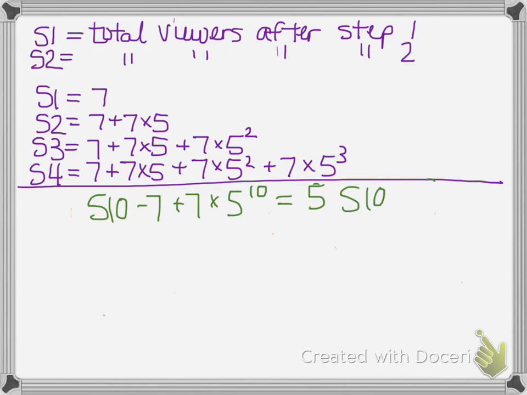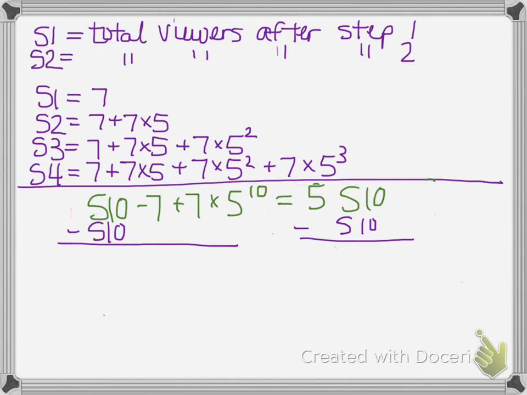So if I want to know what this sum is for step 10, which is going to require me to do quite a bit of computation, I'm going to instead solve this equation right here. So let's see what that would look like. Think of S10 just as a variable, like x or something like that. I want to get it on the same side of the equation. So I'm going to subtract S10 from both sides of that equation.